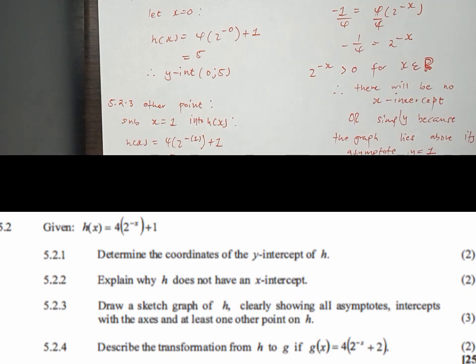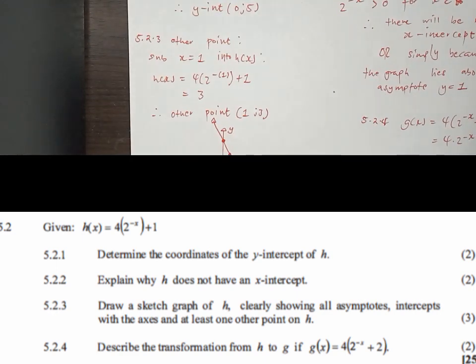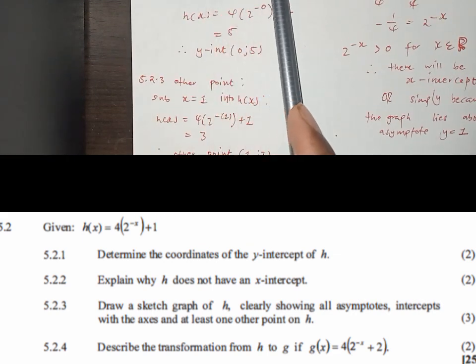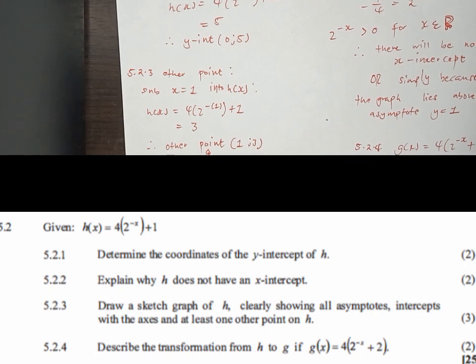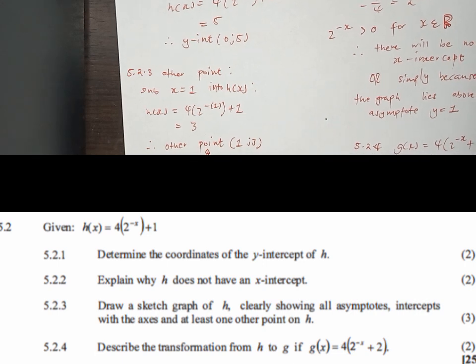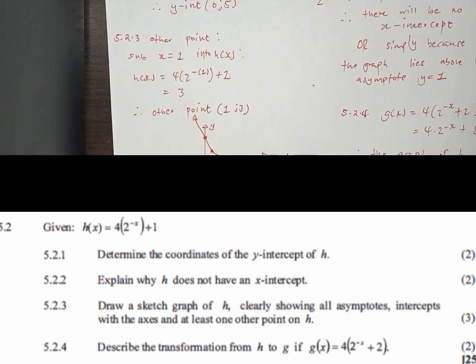So moving on, 5.2.3, draw a sketch graph of h, clearly showing all asymptotes, intercepts with the axis, and at least one point on h. Okay, so this is how you do it. We already have our y-intercept. Our asymptote is only 1. Remember I said you only have one asymptote, which is y is equal to q, and as you can see here, q is plus 1, so our asymptote is y is equal to 1.